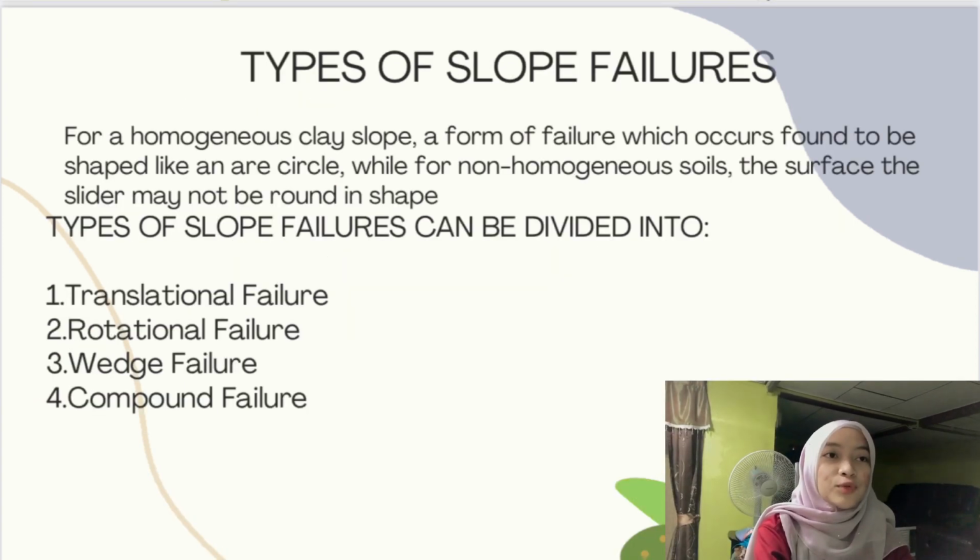Now, I will tell you the types of slope failure. For a homogeneous clay slope, the form of failure which occurs is found to be shaped like a circle, while for non-homogeneous soil, the slip surface may not be round in shape. Types of slope failure can be divided into: first is translation failure, second is rotational failure, third is wedge failure, and lastly is compound failure.